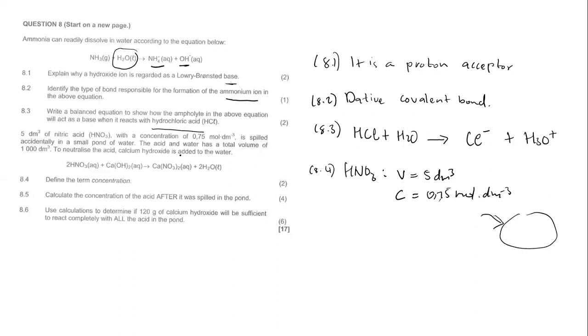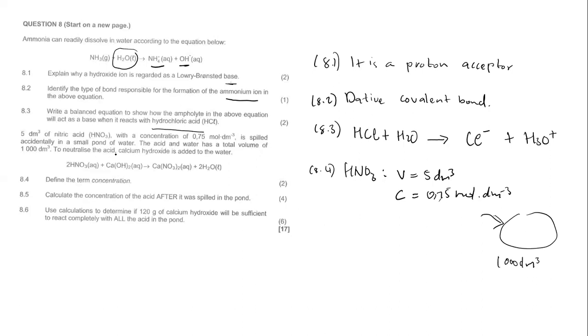So the acid, which is nitric acid, and water, here we have water. The acid and water have a total volume of 1,000 cubic decimeters. That means the total volume of acid combined with water is going to be 1,000 cubic decimeters. To neutralize the acid, because remember the pond is now composed of an acid. Most of the time we are not happy that the pond is acidic.